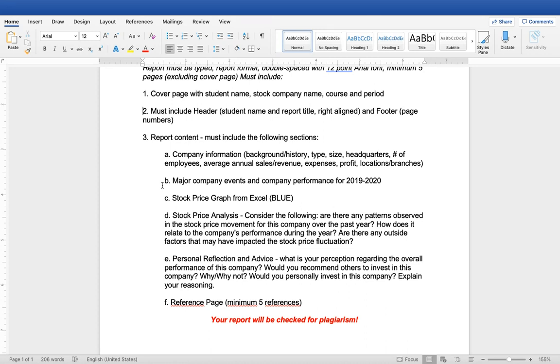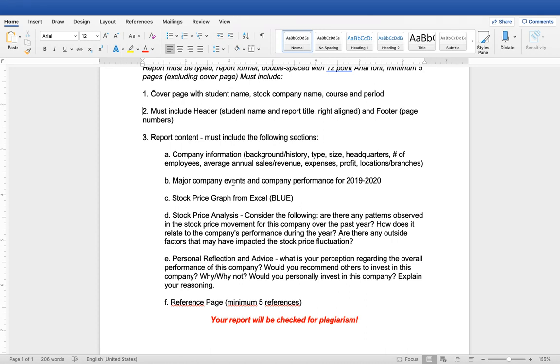Were they a successful company? How were their sales during this time frame? How about losses? Did they have losses? Did they have to lay off people? So what has taken place? Look up all the information. So the second section, you're going to focus strictly on the company's events and performance during the time period of August or September 2019 through April 2020.